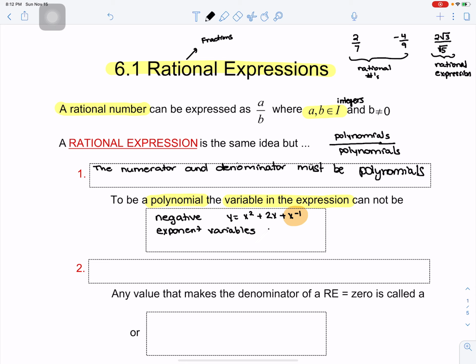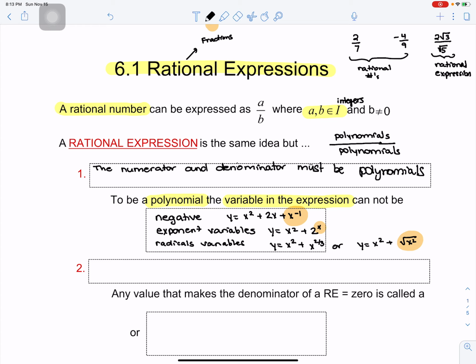I cannot have any exponent variables. So what I mean by that is I could have x squared plus 2 to the x, but this x in the exponent makes this expression not a polynomial. You can't have radicals on the variables. So for example, I could have x squared plus x to the 2 over 3, or maybe something like y equals x squared plus square root of x squared, or something like that. That is not allowed because that's not considered a polynomial.